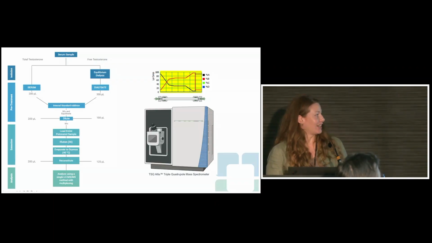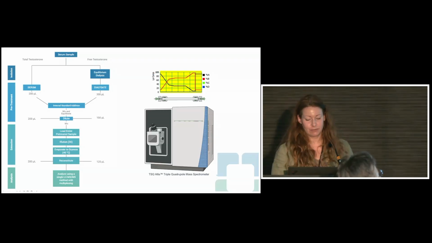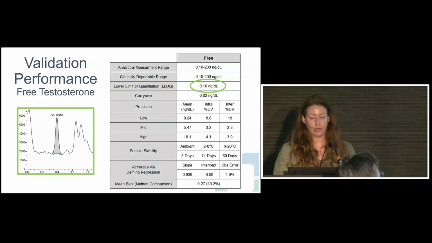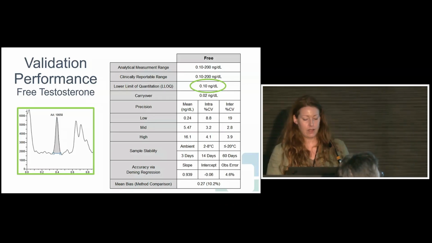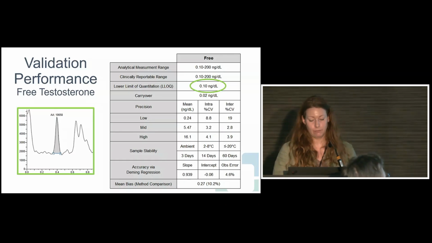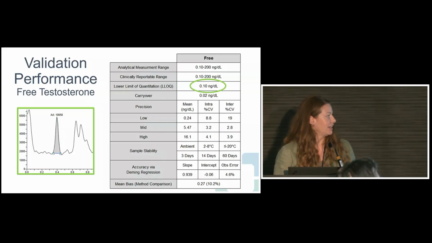This is an example of our gradient, which we're able to achieve separation of the isobars and adequately wash out any additional matrix to be clean for the next injection. This is a summary table for our validation performance of free. We were able to achieve the 0.1 nanogram per deciliter LOQ. Again, the signal is something that you should be concerned about, keeping the system clean, keeping your signal up. We were able to compare to a reference lab with a mean bias of 10%, which was great. I'm very proud of that.